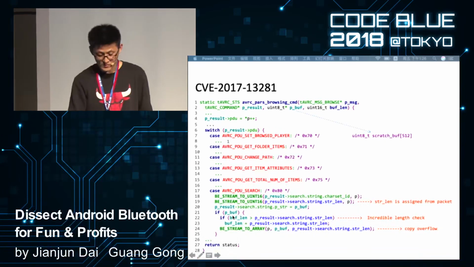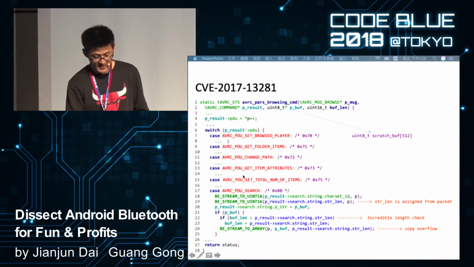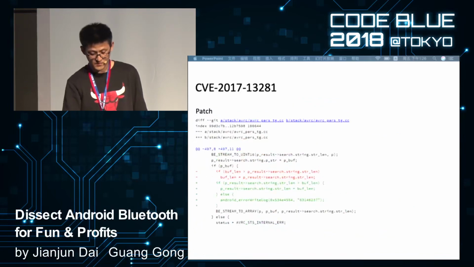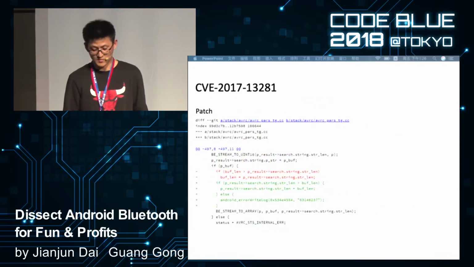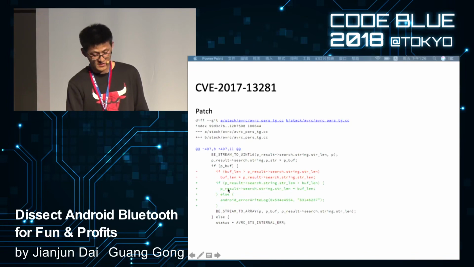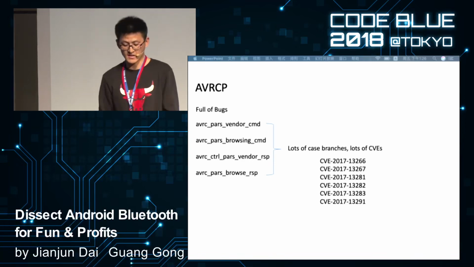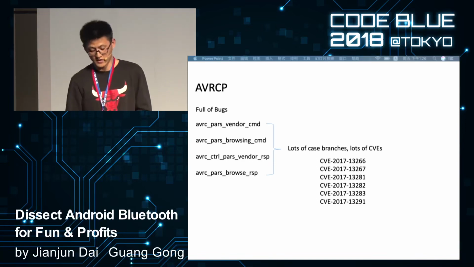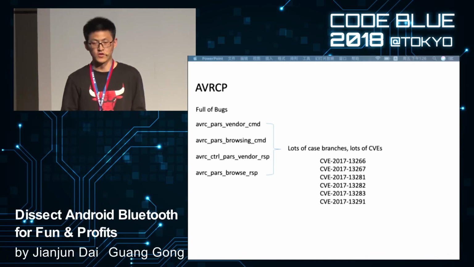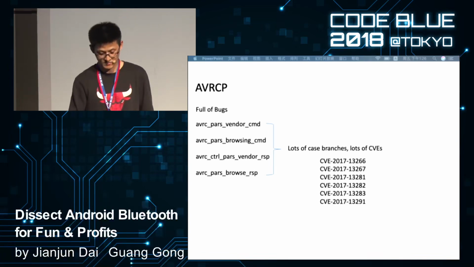In addition, almost all case branches have experienced vulnerabilities. The patch of this bug is very simple: correct the comparison of buffer length and strlen. In controller and target handlers, there are a lot of switch case branches and, of course, a lot of critical bugs.